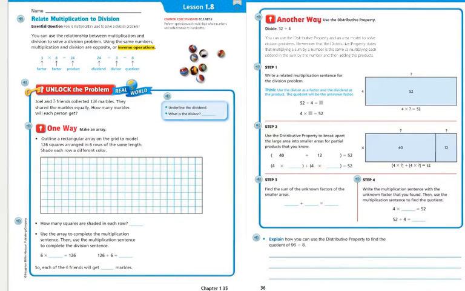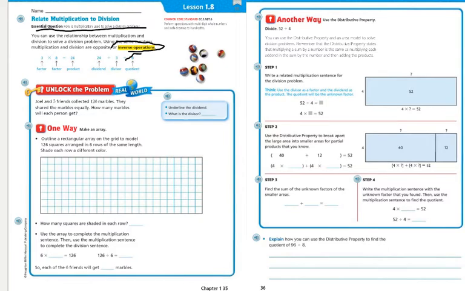Lesson 1.8, Relate Multiplication to Division. The essential question today is, how is multiplication used to solve a division problem? You can use the relationship between multiplication and division to solve a division problem. Using the same numbers, multiplication and division are opposite or inverse operations.